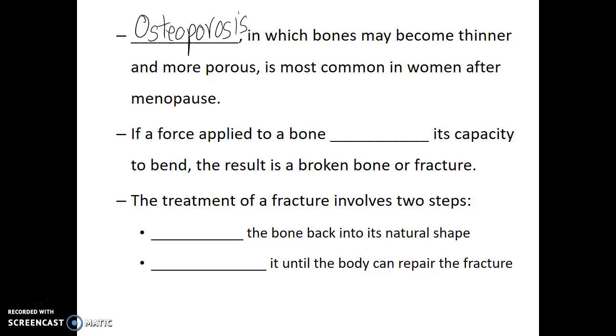Now, whether we're talking about an osteoporotic bone or a normal bone, if a force is applied to a bone beyond its capacity to bend, the result is going to be a broken bone or a fracture. Now, the treatment of a fracture usually involves 2 steps. The first is known as setting the bone, getting it back into the position it needs to be in order to heal properly, and then immobilizing the bone until the body can repair the fracture.